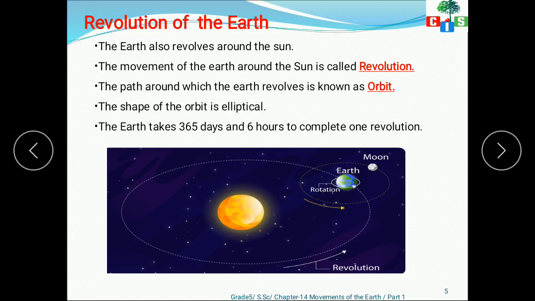So one day would be added to 365 days, that is 366 days, and that year is known as leap year. Okay, and in which month is it added? It is added in the month of February. Fine. So this is all about the revolution of the earth.